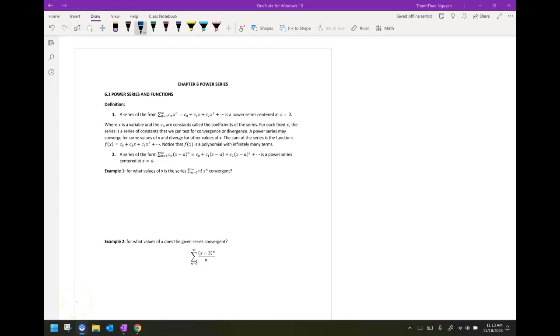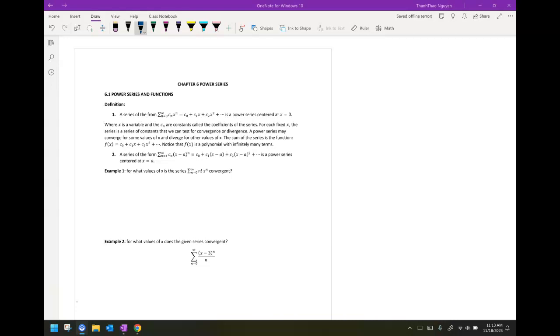A series of the form the sum from n equals 0 to infinity of c sub n times x to the n, written as c sub 0 plus c sub 1 times x plus c sub 2 times x squared, and so forth, is a power series centered at 0, where x is called a variable and c sub n is a constant called a coefficient of the series.